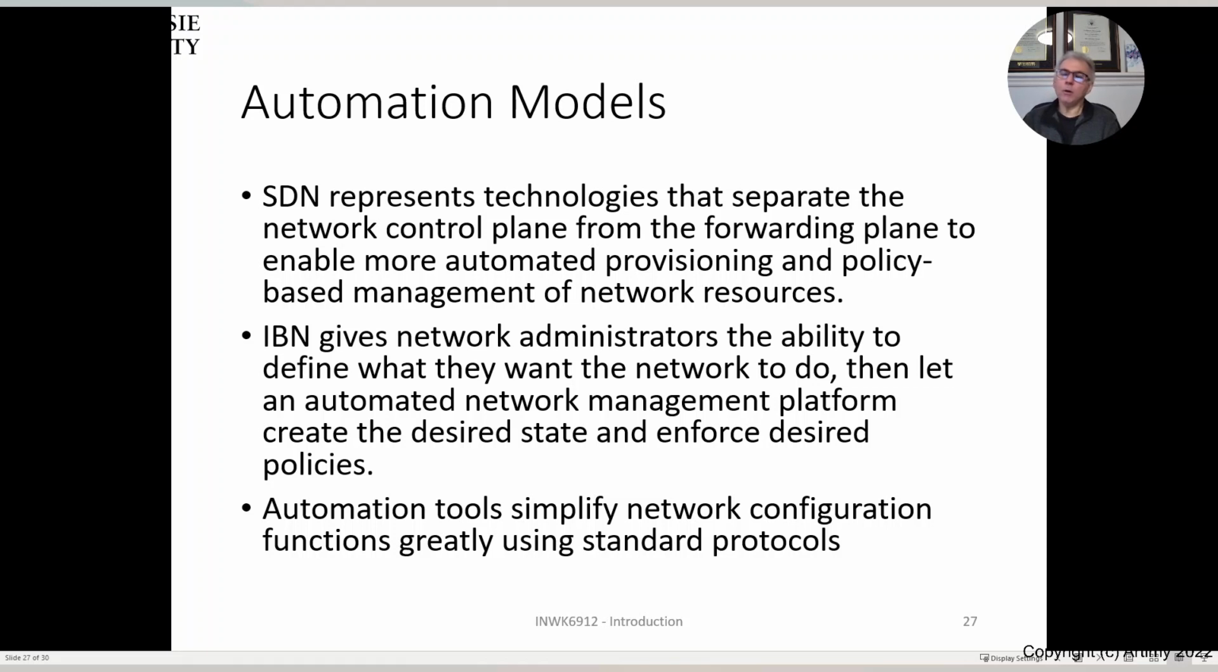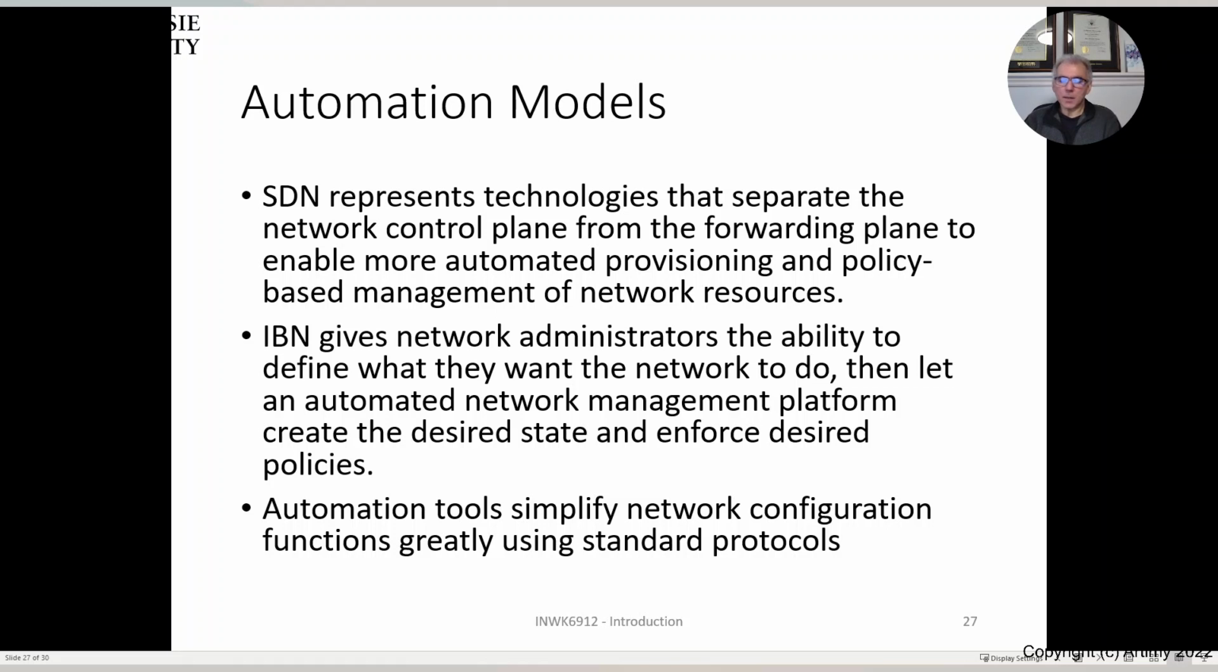SDN goes all the way, to the other extreme, and controls all the aspects of the network. So the hardware itself does not decide anything by itself. Everything comes from the controller, right? And we will see in the next slides, there are variations of this concept as well.